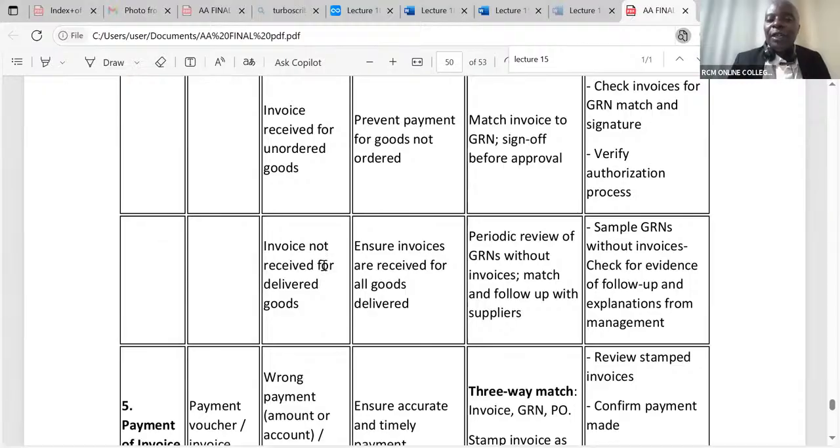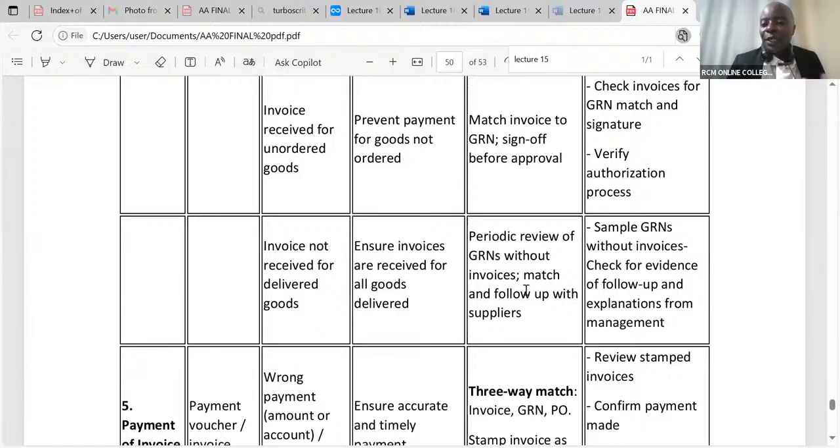Invoice not received for delivered goods. So perhaps the supplier has just put in his materials, his goods there, but he has not given you an invoice, which is also very bad because you'll be having cash flows in the bank and yet you're supposed to have paid. So the control is to ensure invoices are received for all goods delivered.